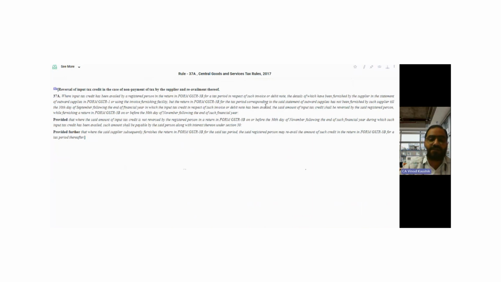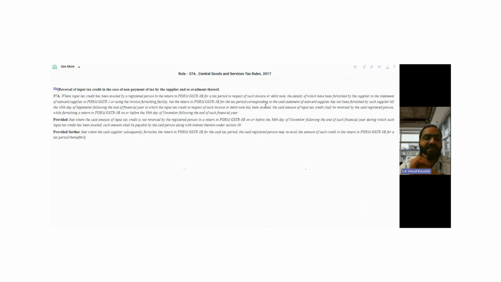If my supplier has not paid tax till 30th of September of the next financial year, on such outward supplies, if such supplier has not furnished the return till 30th of September following the end of the financial year in which the input tax credit has been obtained, I need to reverse that credit before 30th of November of the succeeding financial year.